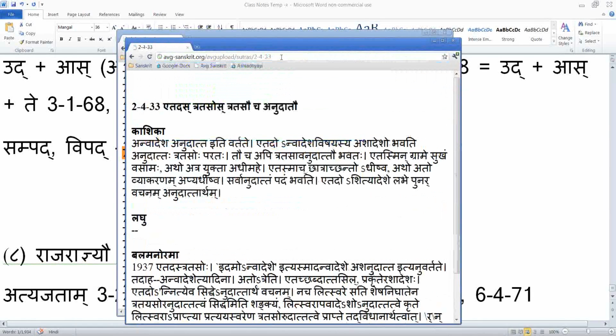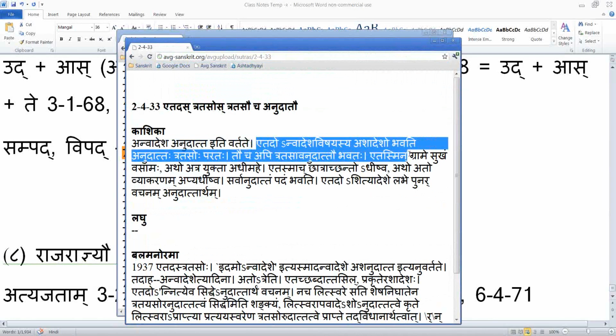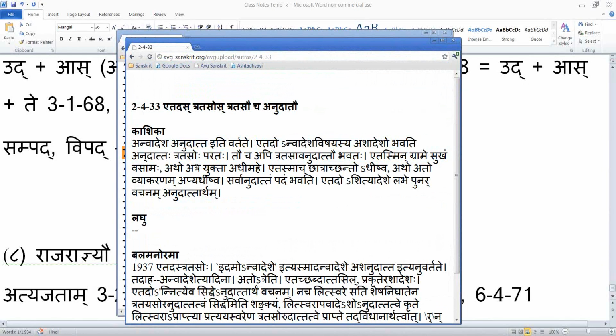2-4-33. So 2-4-33, anvadesha iti vartate. Etadu anvadesha, it's not anvadesha but here. Anvadesha asya ashadesha bhavati. Tra tasoha parataha. Tau cha api trasta anadatta bhavataha. Etasmin grame. So atra, okay. This is an anvadesha he has done here. But I think we can also use it. We don't need to use anvadesha. Okay. So now, I guess, they opened a can of worms.